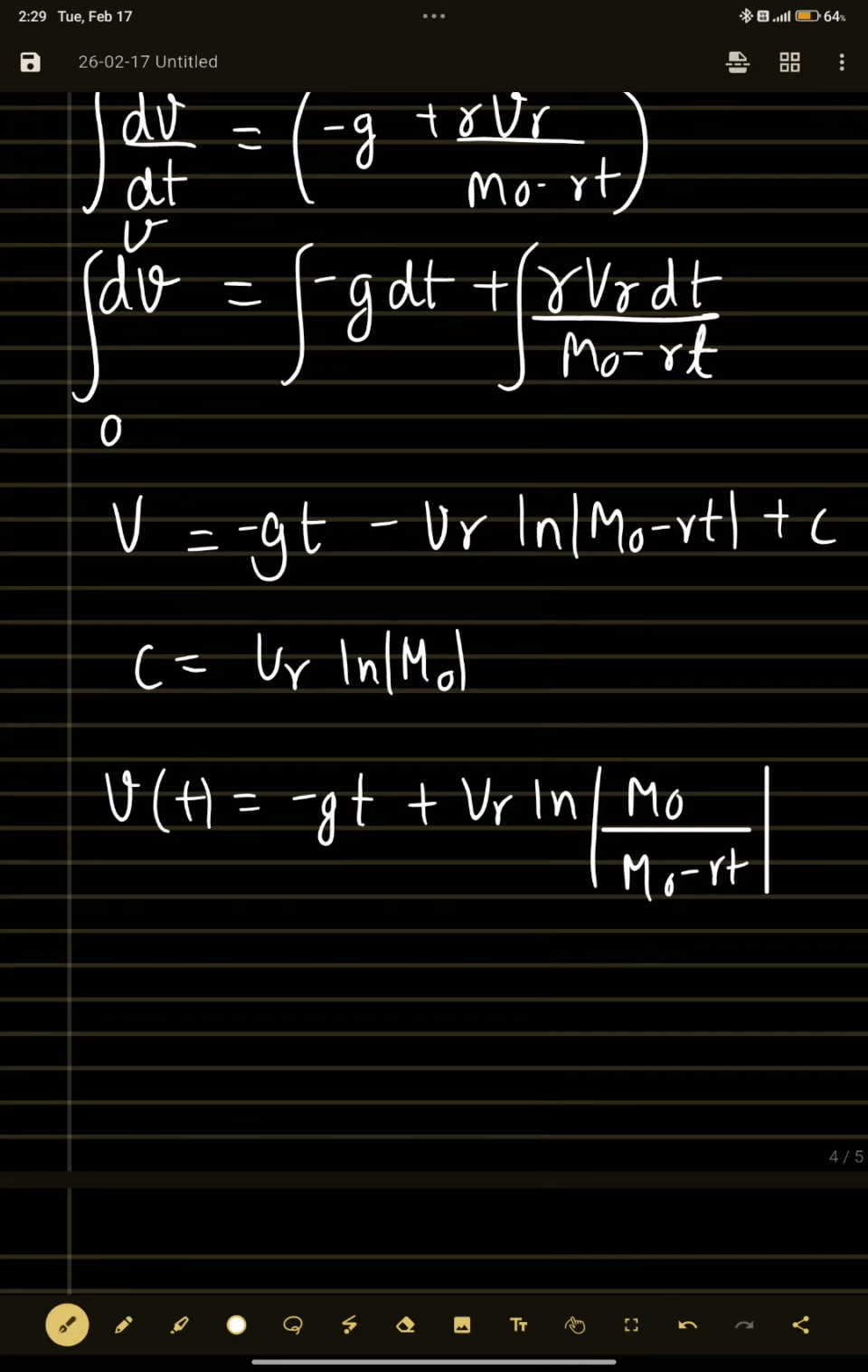So how will you get the velocity at burnout? Find me the velocity of the satellite or the rocket.